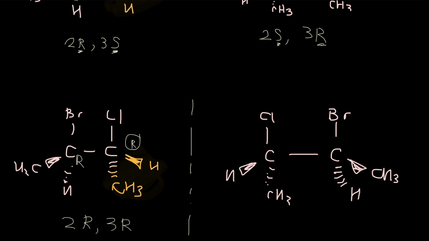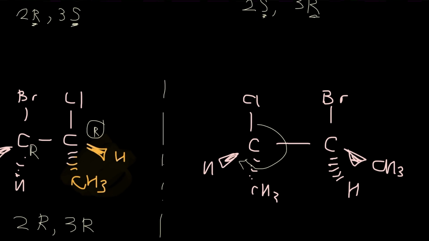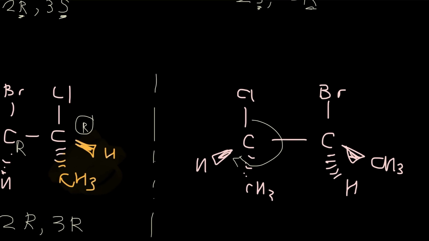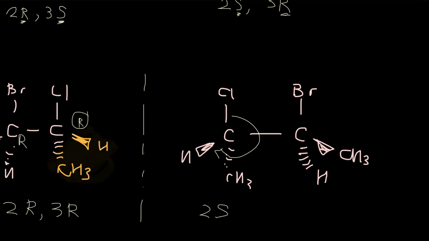And let's determine priorities. So this looks like an R rotation, but because hydrogen is on a wedge, this is actually an S rotation. So this is S on carbon 2, because this is carbon 1. And here, this is our direction of priority. It looks like it's an S direction, and it is an S direction because our hydrogen is on a dash. So this is S on carbon 3.